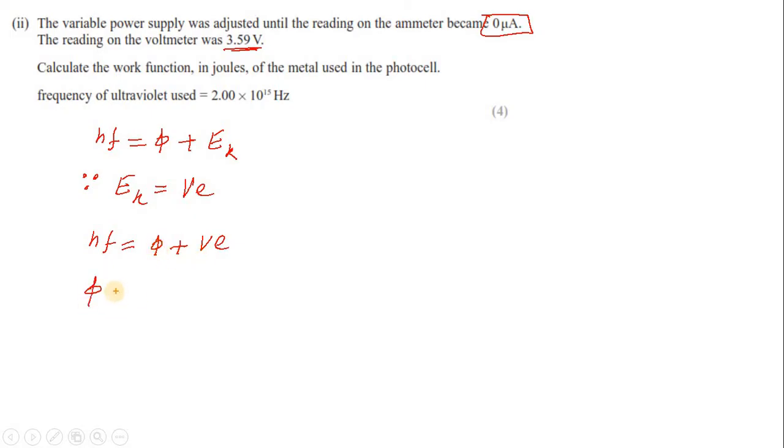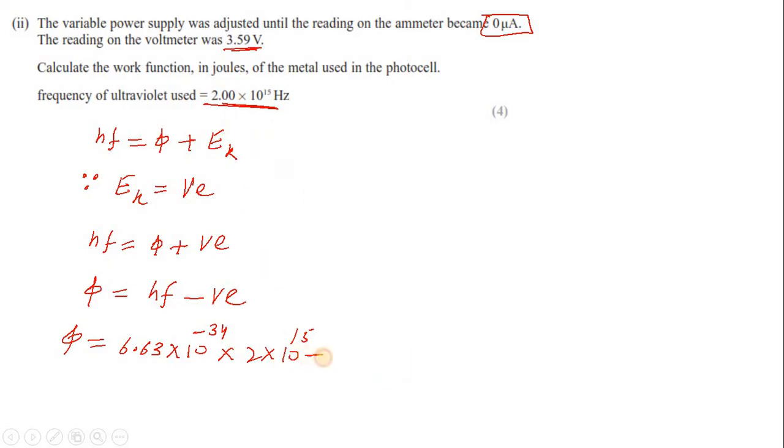So phi is equal to hf minus VE. Now we have everything. We just substitute and we can figure out phi. h is Planck's constant, 6.63 × 10^-34 joule second. Frequency is 2 × 10^15, which is there. Minus V, the voltage, 3.59, times E, the charge of electron, 1.6 × 10^-19 coulomb.